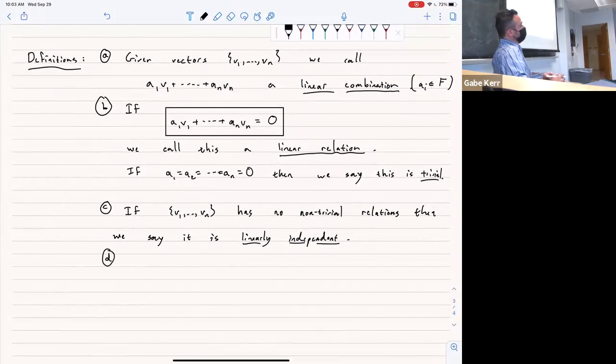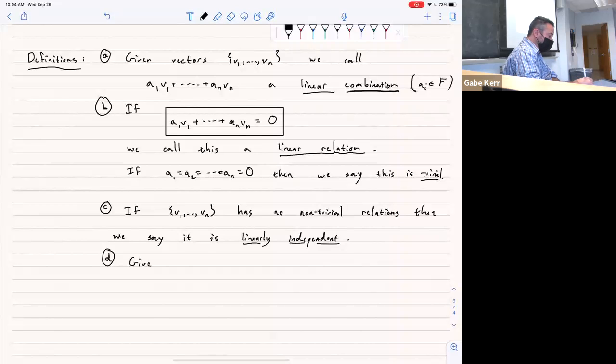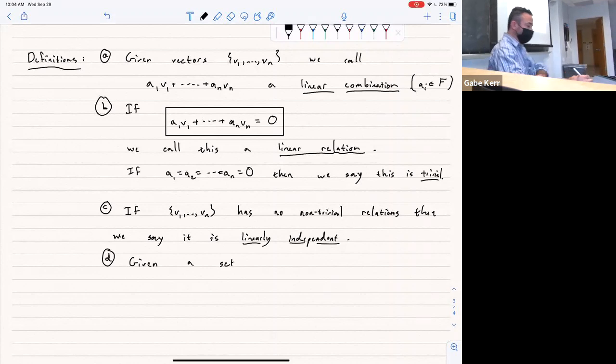There's another thing we can do with linear combinations. Rather than setting them equal to 0, we can just take the set of all of them. So we have a name for that. We call it the span. So given a set of vectors, here it doesn't have to be finite. It could be whatever you want.